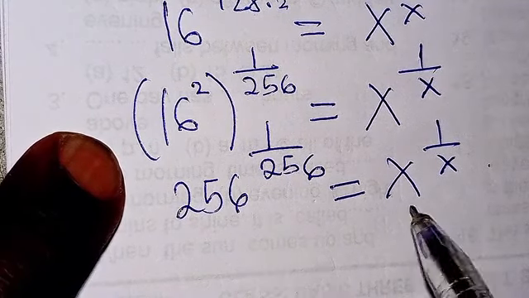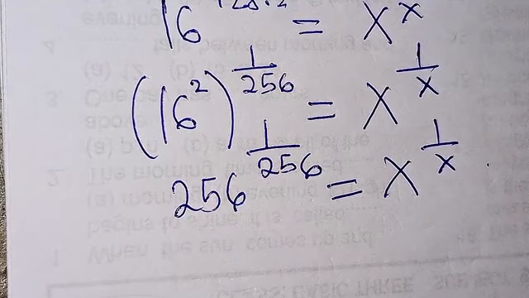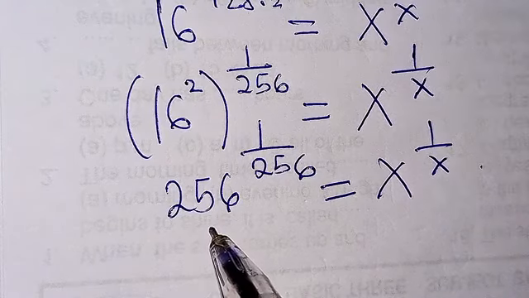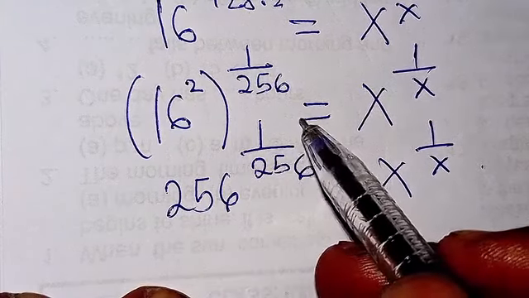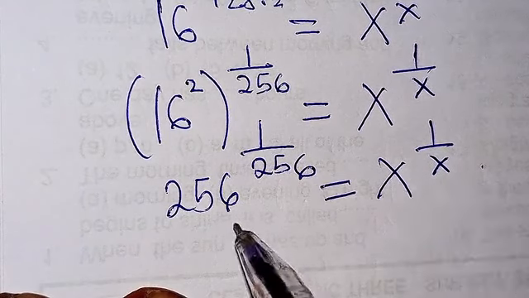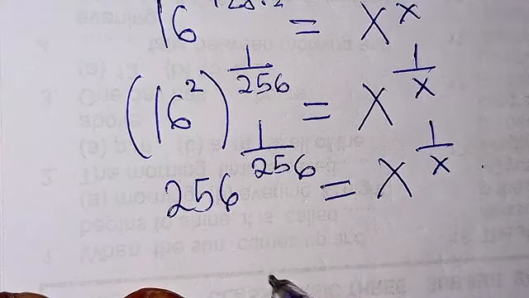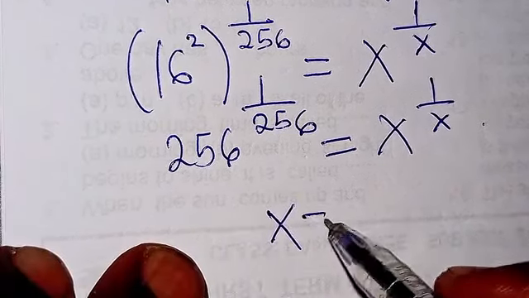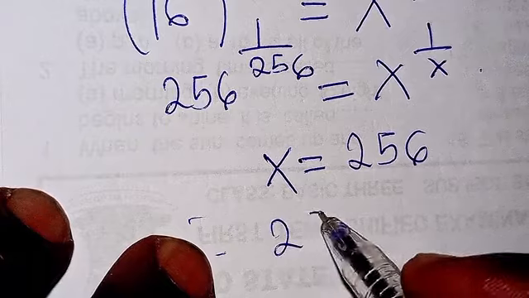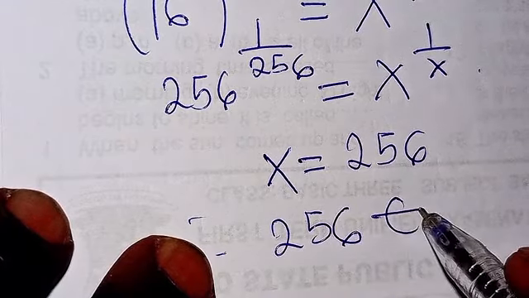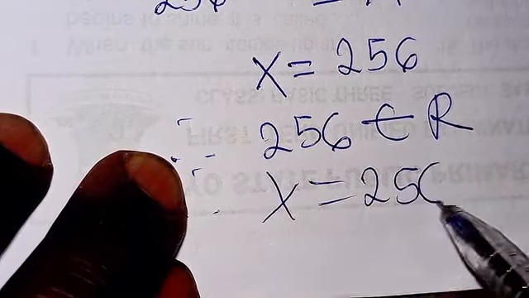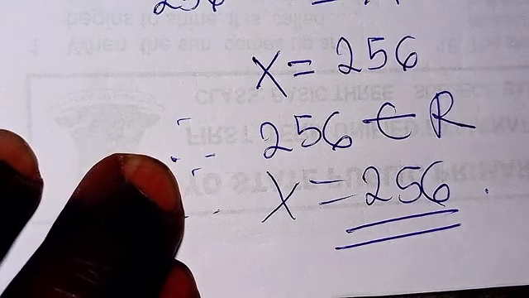Now let's do the comparison. Let's compare these two equations here. You can see that we have 256 raised to 1 over 256, and here we have x raised to 1 over x. So this is telling us that the x we are looking for is 256, and you can see that 256 belongs to the set of real numbers. So therefore our x is 256, and that's what we are looking for.